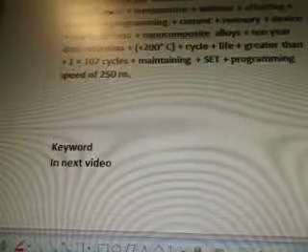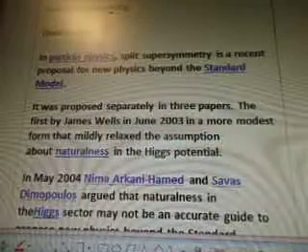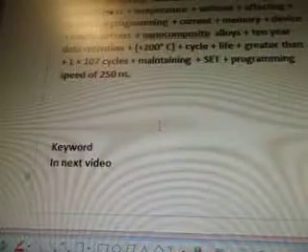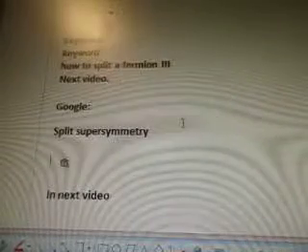So that's going to go in with the notes with the video. And the keyword for the next video will be, let's see what we got here. And we're going to look at split supersymmetry. We're looking at how to split a fermion in 3. Okay? In the next video. So I just continued the series. And put that right here.